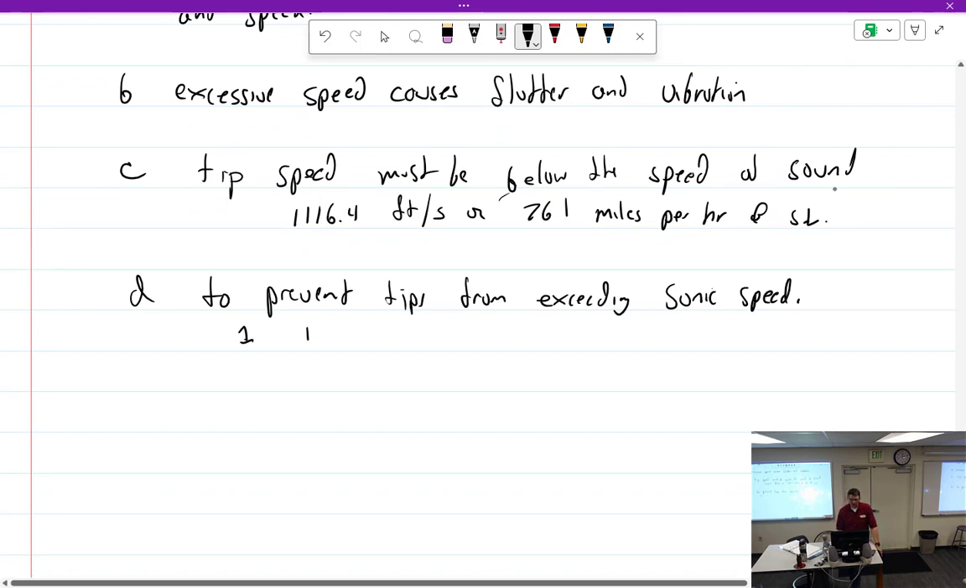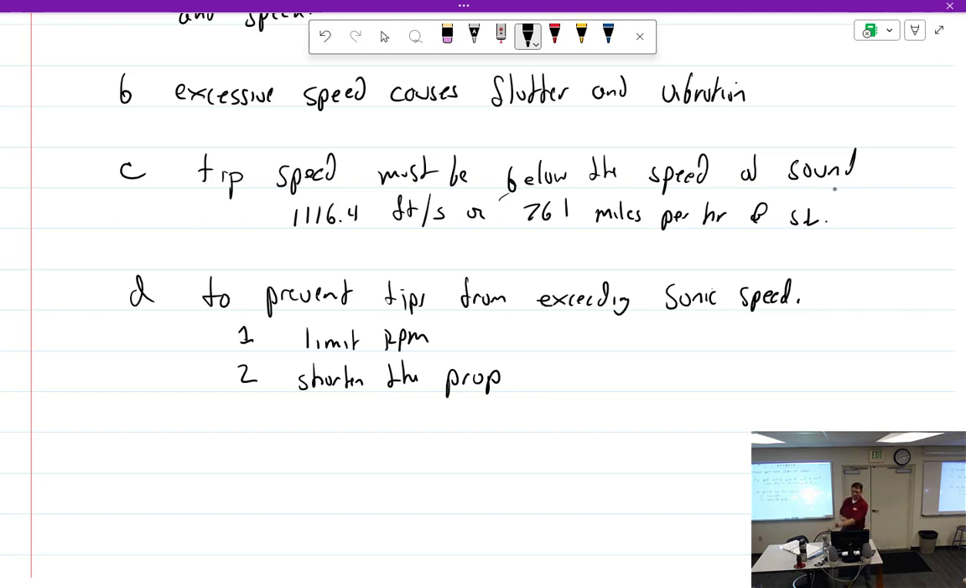Okay, we can say, well, limit RPM. Higher angle, and limit the diameter as well. So limit RPM. There you go. Shorten the prop. Speed. Shorten the prop. Everybody knows why, right? It's not going as fast. Same RPM, but it's not traveling in that circle because it's way out here. It has to travel faster than what's in the middle. So you can shorten the prop.